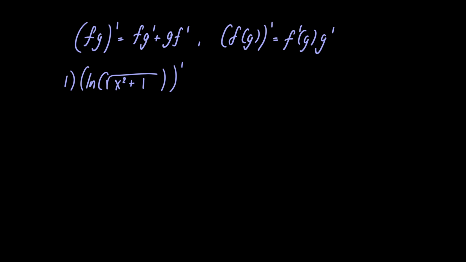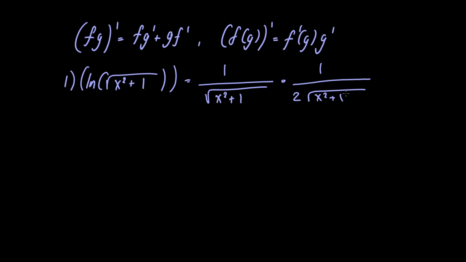For the first problem, let's find the derivative of the natural logarithm of the square root of x squared plus 1. So what we're going to have to do here is apply the chain rule 3 times. So we're going to have the derivative of the natural logarithm, which is just 1 over its argument, multiplied by the derivative of the inside part, which is just 1 over 2 times the square root of x squared plus 1, multiplied by the derivative of the inside of the square root, which is just 2x.